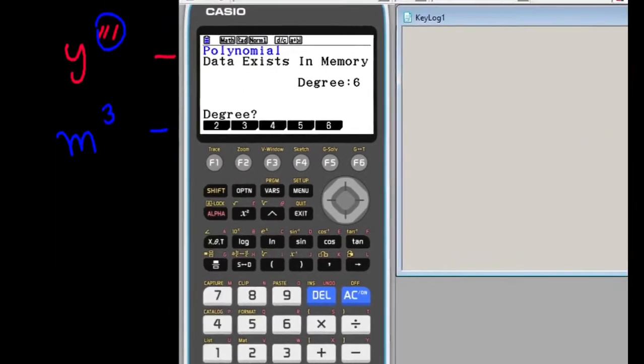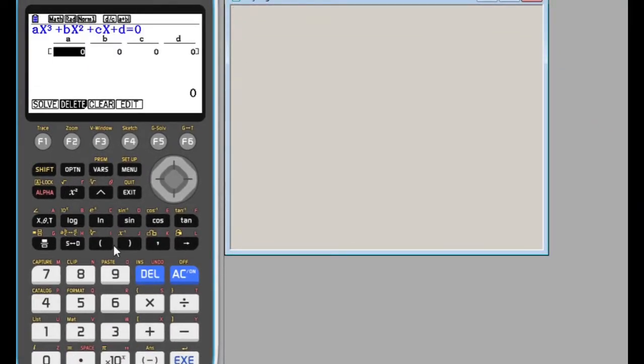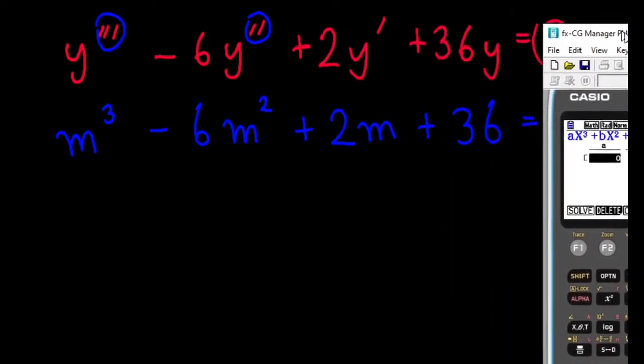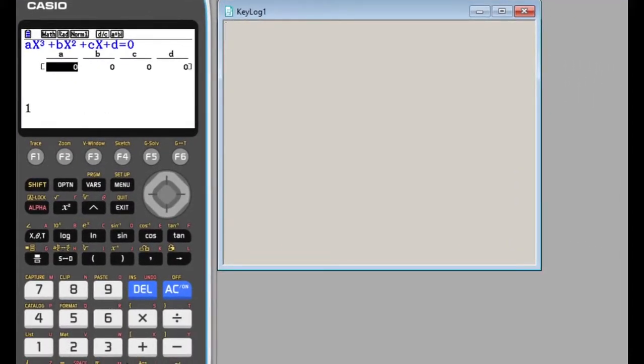So let's see. This is actually a third degree polynomial. Now the coefficients are 1, minus 6, plus 2, and 36. Okay, so let's see if it works out. So the roots are negative 2, 4 plus square root of 2i. It's good that it was able to express that exactly. And then you have the conjugate, right? Yeah, so 4 minus square root of 2i.